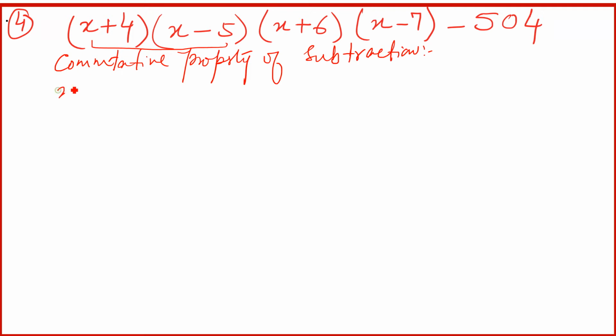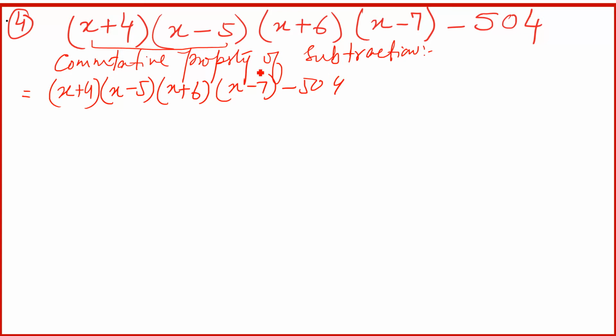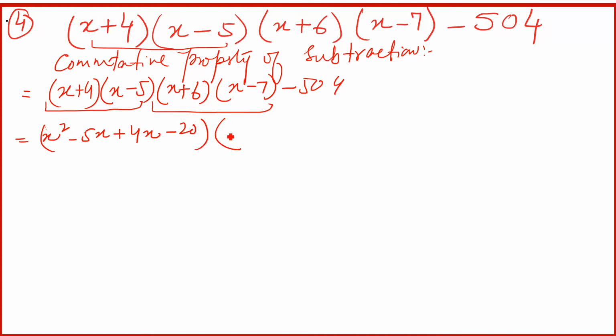So, I will write down here again: (x + 4)(x − 5) multiplied by (x + 6)(x − 7) minus 504. You have to multiply these two and these two. x² − 5x + 4x − 20. And for the second, x² − 7x + 6x − 42 − 504.